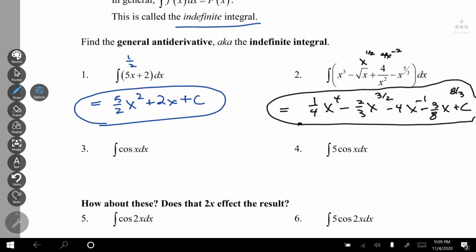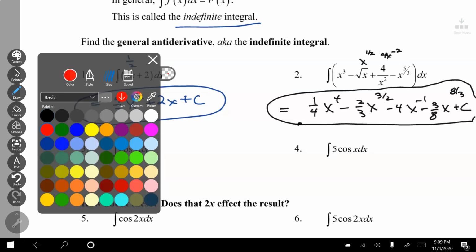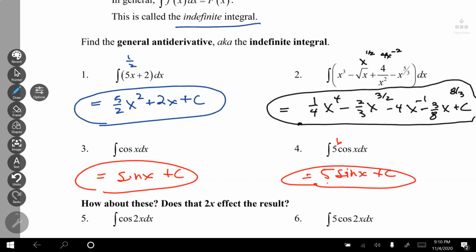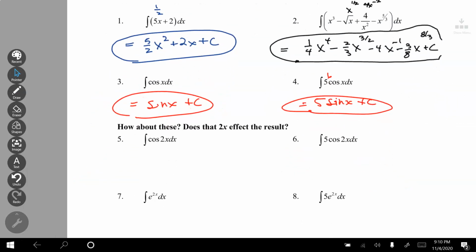Well, if I go into this, the antiderivative of cosine, based on what we did last class, is sine of x. Don't forget your plus c. And if you put a 5 up front, it's 5 sine of x plus c. Pretty basic, pretty easy.